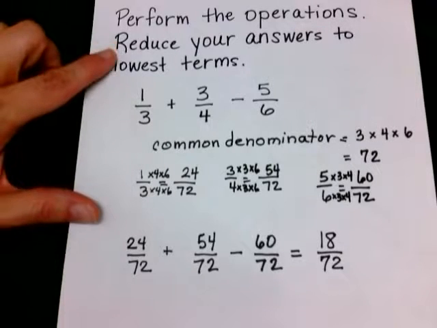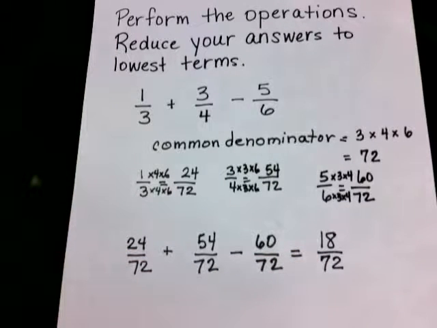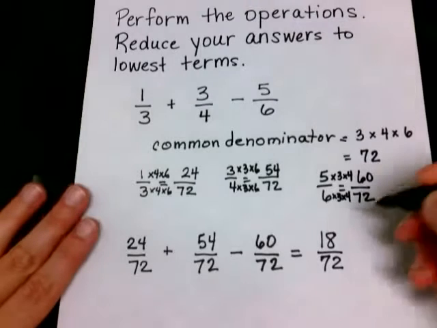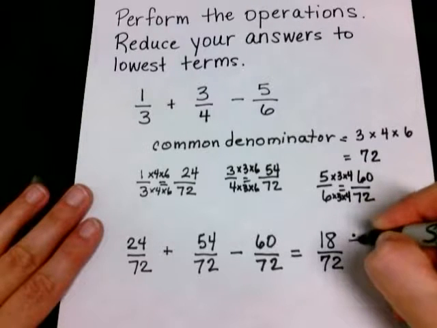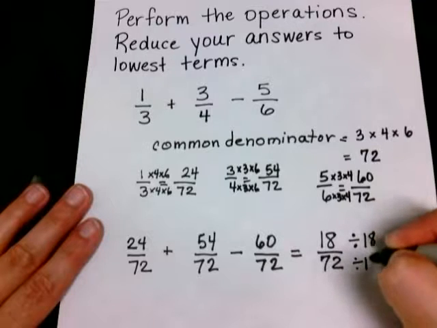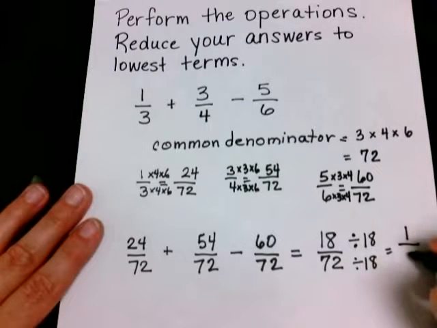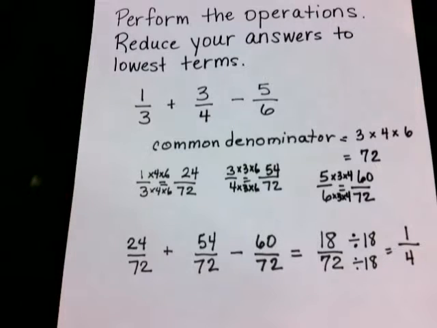Now, remember our problem asks us to reduce. So we look for a number that will divide into 18 and into 72. And it looks like 18 would do that. So I'm going to divide both the top and the bottom by 18. Of course, 18 divided by 18 gives me 1. 72 divided by 18 gives me 4. And I've reduced my final answer.